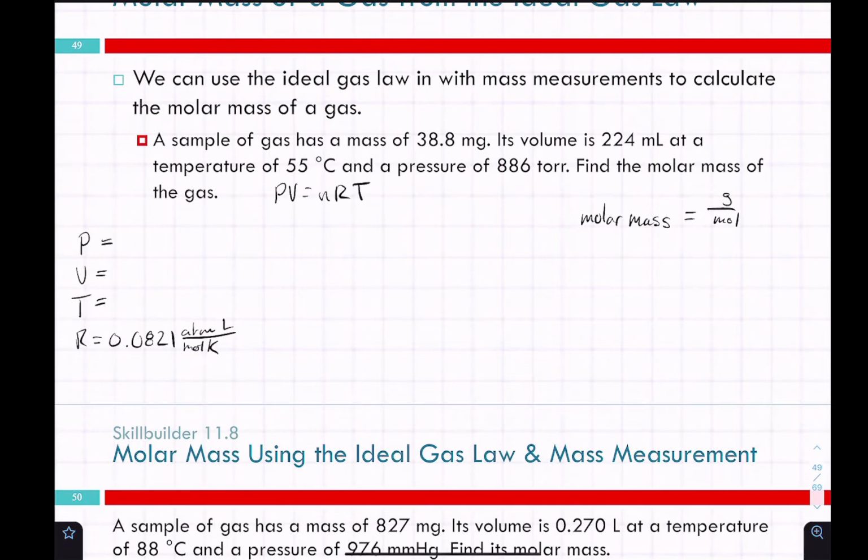So our pressure is 886 torr. We're going to have to convert that by dividing by 760. So that's 1.17 atmospheres. The volume, 224 milliliters, needs to be converted into liters. So 1 liter is 1,000 milliliters, so it's 0.224 liters. And the temperature is just going to be 55 plus 273.15.